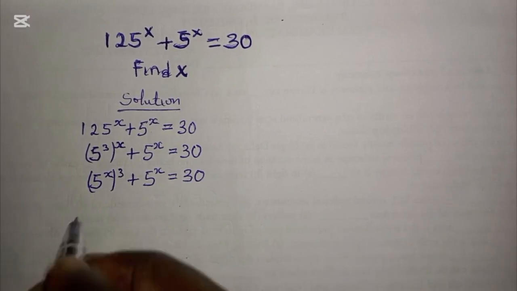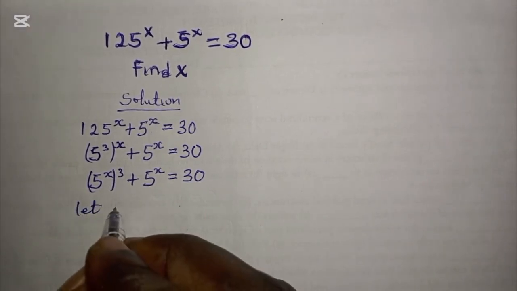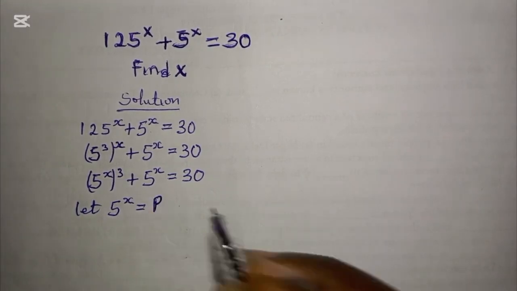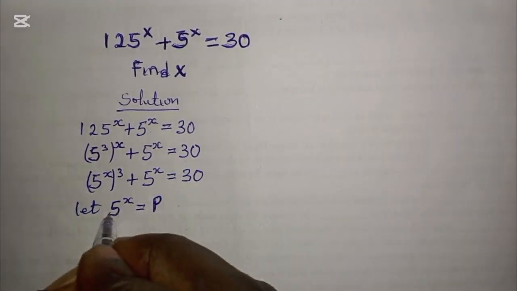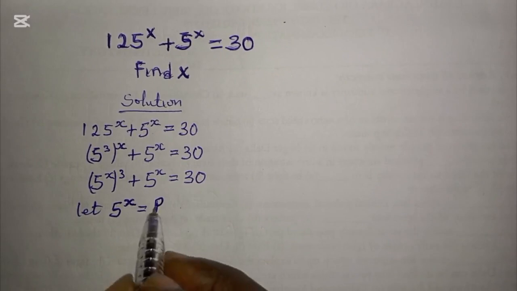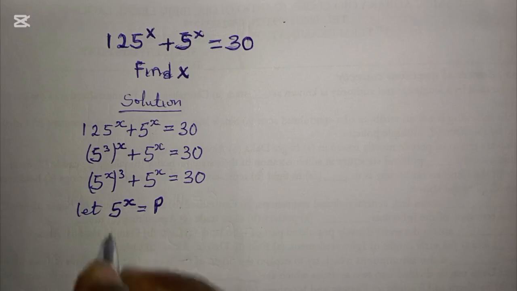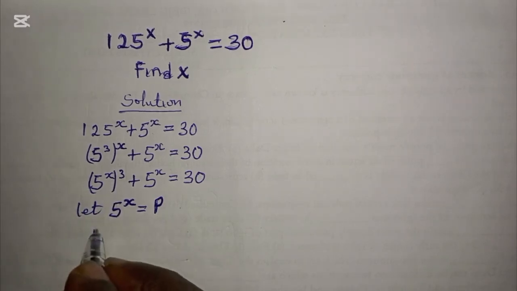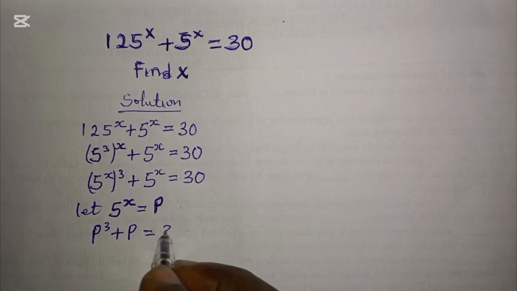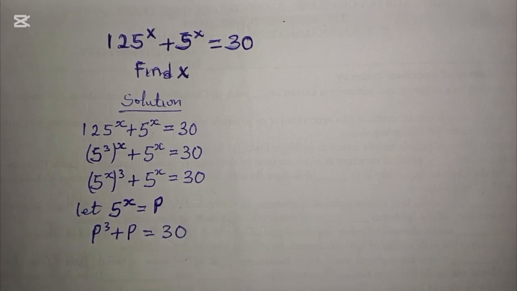So what do we do next? Let 5 raised to the power of x be equal to p. Let's use p to represent 5 raised to the power of x. If we do that, wherever we see 5 raised to the power of x, we put the letter p. So we have p raised to the power of 3 plus p equals 30.